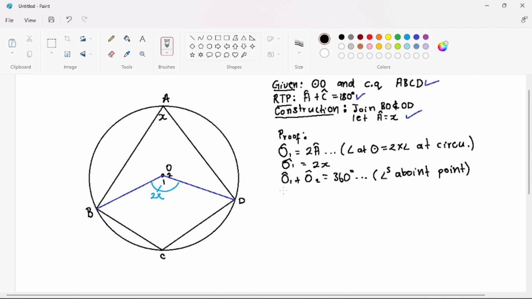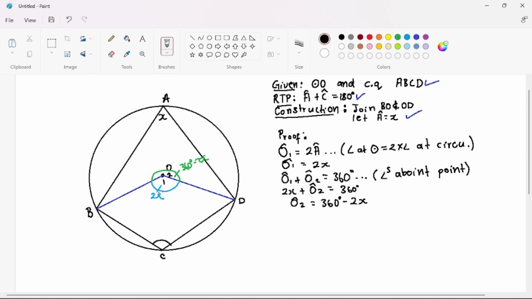So we know that O1 is 2x and we are looking for O2. And then we are going to transpose. So O2 is simply going to be 360 minus 2x. Since we know O2, we also have to represent it on our diagram, 360 minus 2x. Right, so our next question is, how do we get angle C?